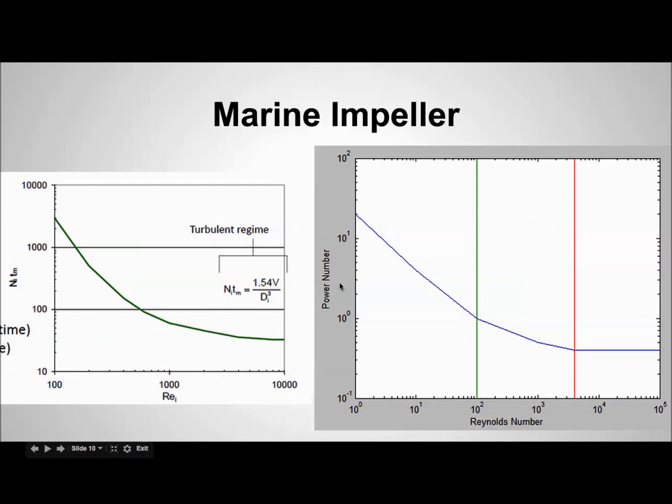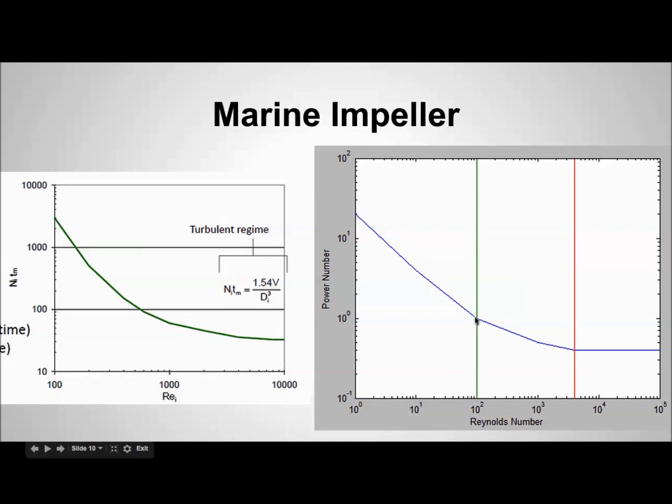So here you see a graph, and this is Reynolds number versus power number. The green line represents the transition from laminar flow to transition flow, and then the red is the cutoff from transition flow to the turbulent flow region. So this is the relationship to find your power number based on what the desired Reynolds number is for the bioreactor.